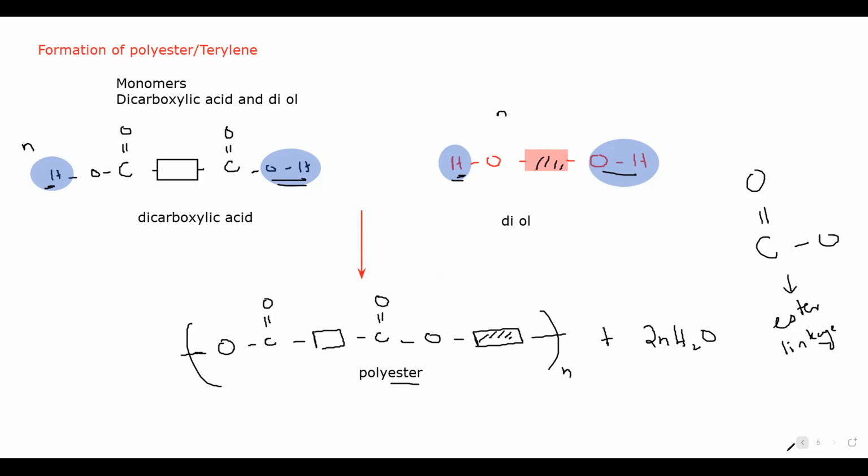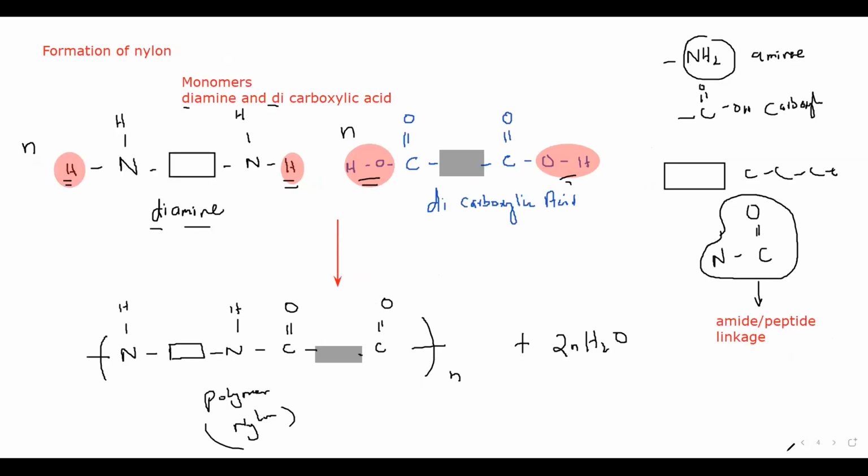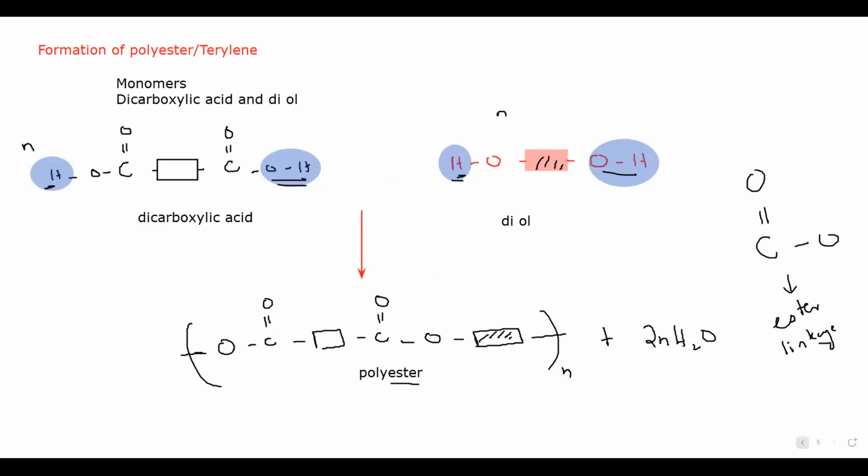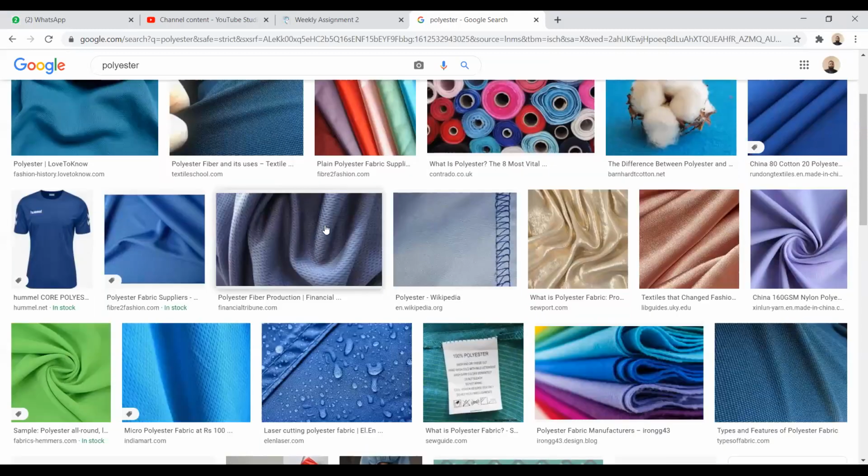So two synthetic polymers are there. One is nylon, and there are more, but you have to learn two. And the second one is polyester. Polyester clothing, maybe you have seen, this is what polyester looks like. These are all polyesters.